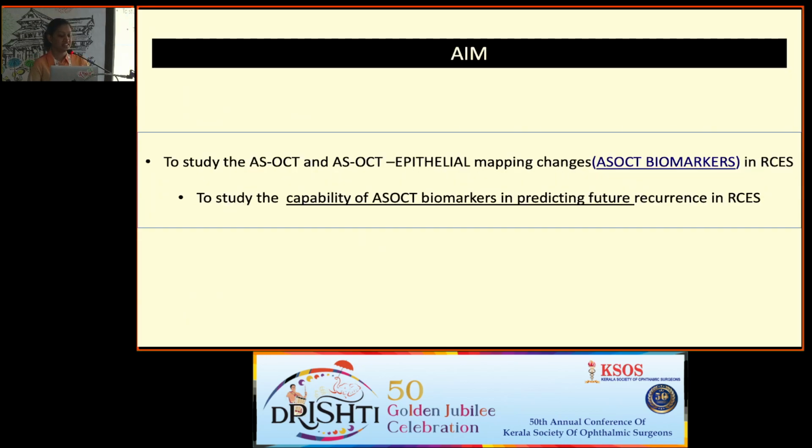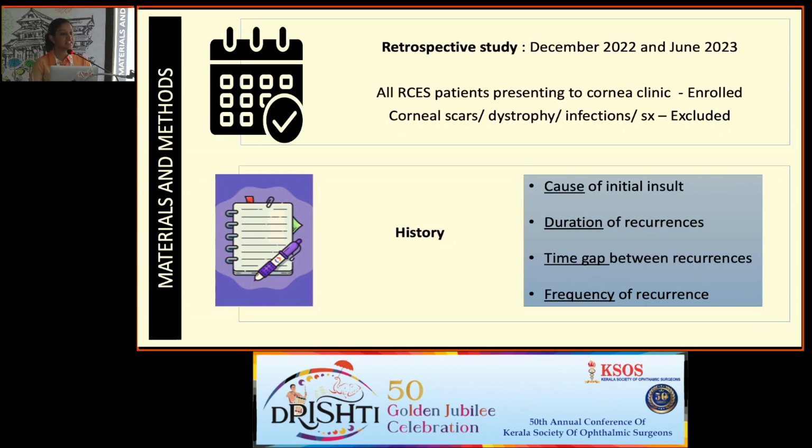So the aim of our study was to study the ASOCT biomarkers in these patients and to study the capability of these ASOCT biomarkers in predicting the future recurrence in RCS patients. This was a retrospective study, and all patients with RCS were enrolled. At the OPD level, history was taken on the cause of initial insult, the duration, time gap, and the frequency of recurrences.